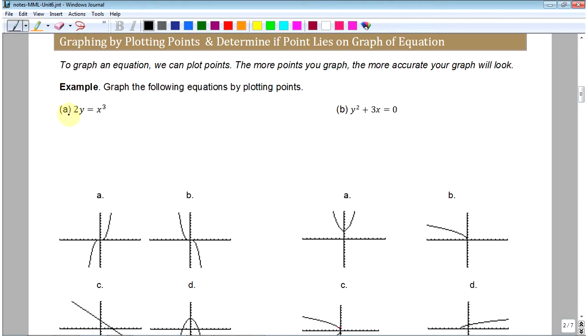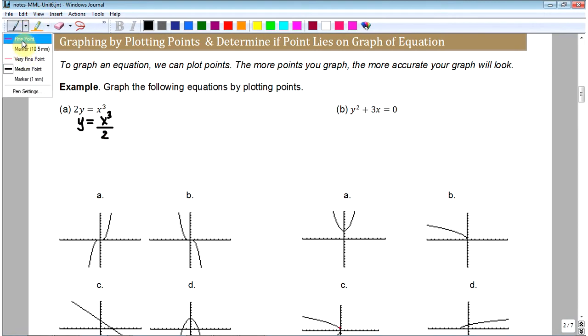The first step you may want to follow is to get one of your variables isolated on one side of the equation. For this particular equation, it would be easy to isolate the y by dividing both sides by 2. So we end up with y is equal to x cubed divided by 2.